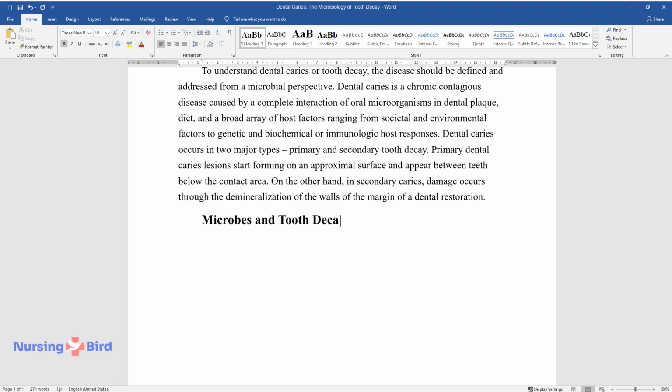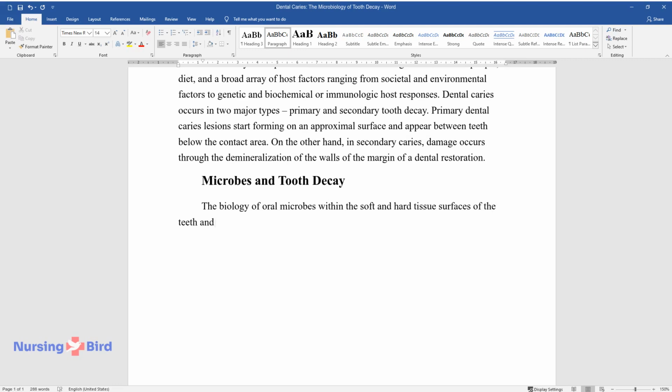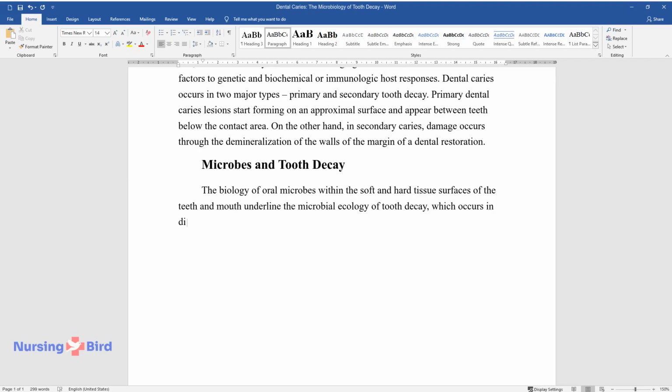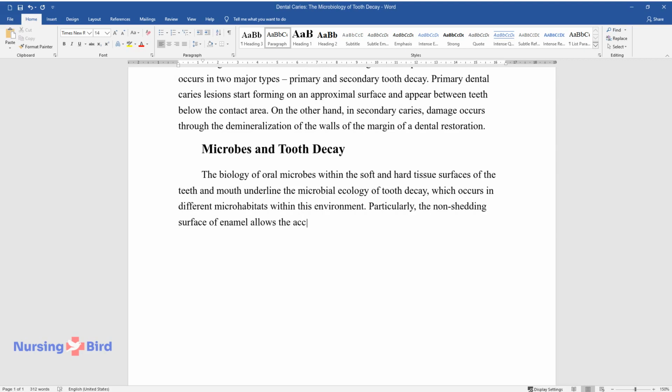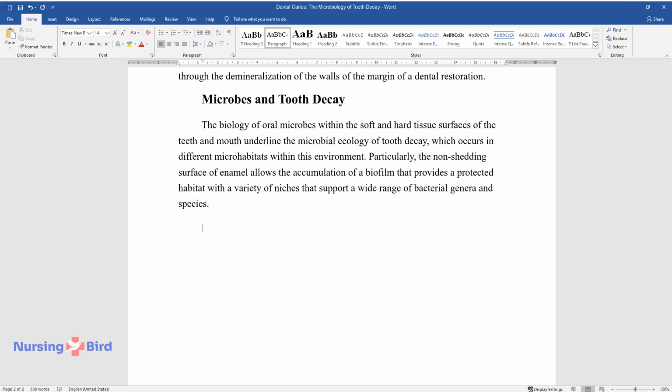Microbes in tooth decay. The biology of oral microbes within the soft and hard tissue surfaces of the teeth and mouth underlies the microbial ecology of tooth decay, which occurs in different microhabitats within this environment. Particularly, the non-shedding surface of enamel allows the accumulation of a biofilm that provides a protected habitat with a variety of niches that support a wide range of bacterial genera and species.